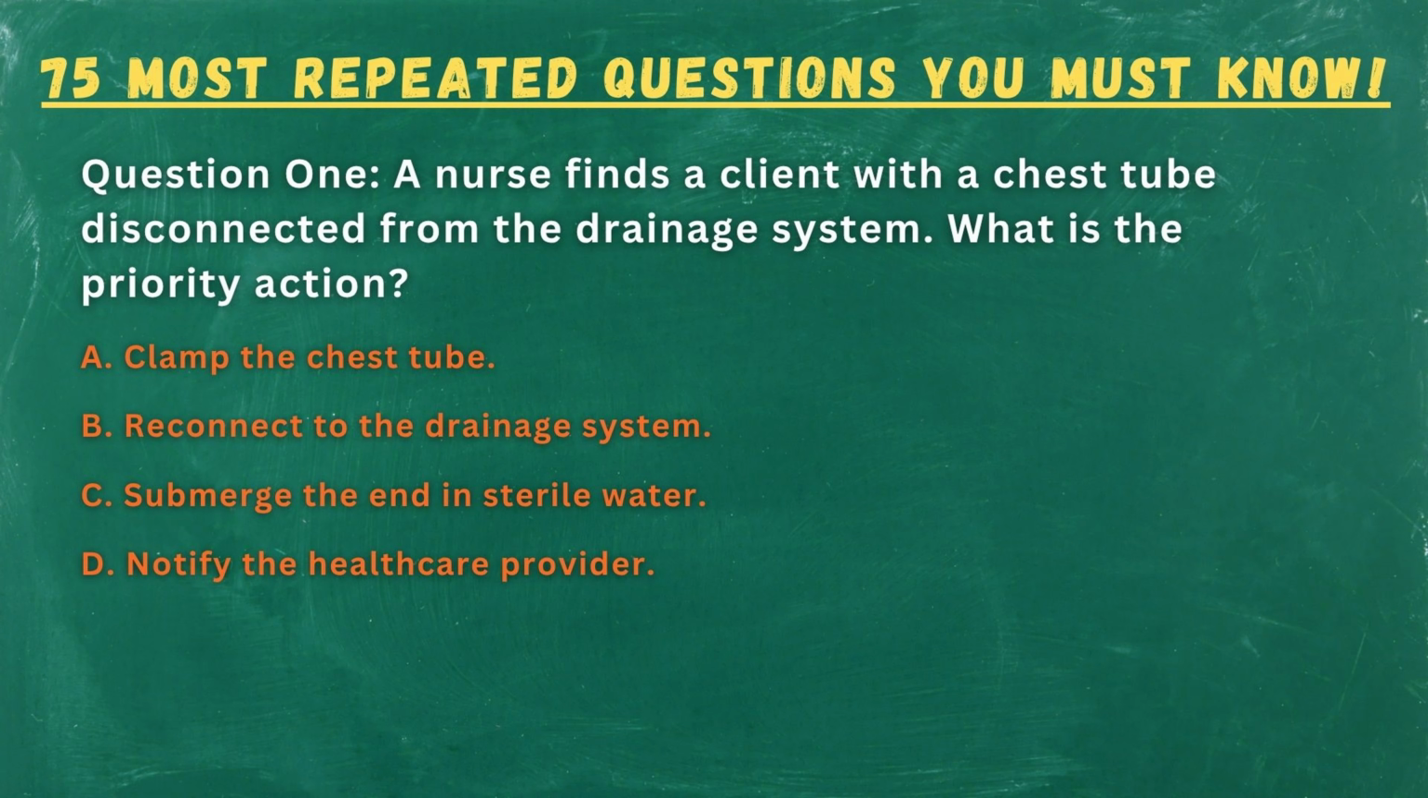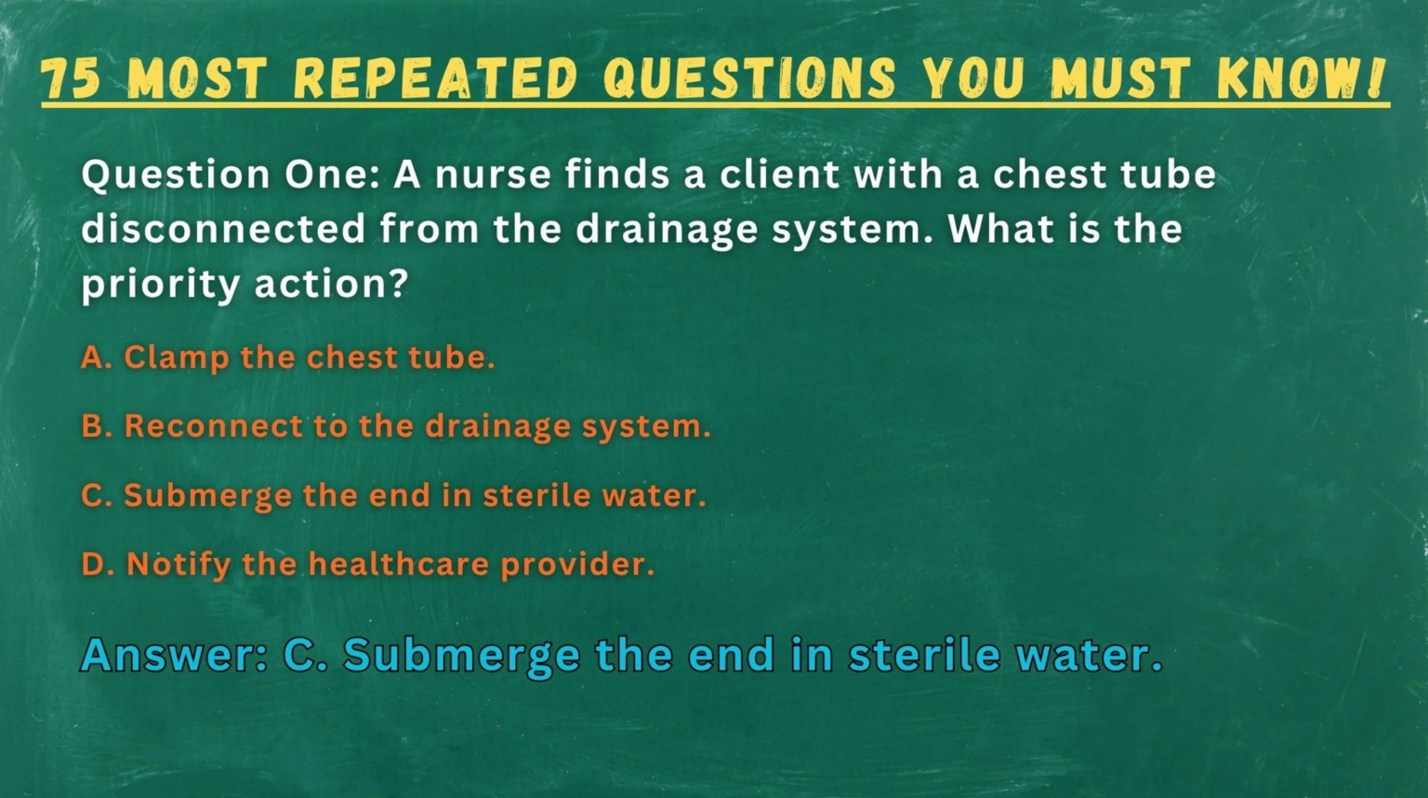Question 1. A nurse finds a client with a chest tube disconnected from the drainage system. What is the priority action? A. Clamp the chest tube. B. Reconnect to the drainage system. C. Submerge the end in sterile water. D. Notify the healthcare provider. Answer. C. Submerge the end in sterile water.